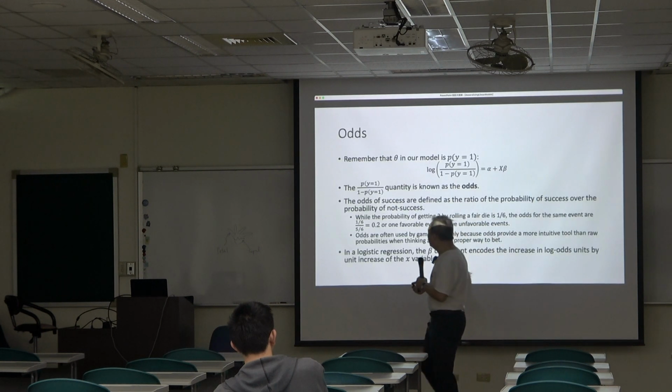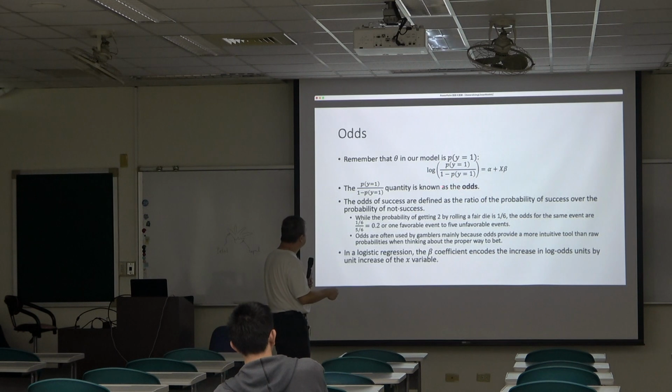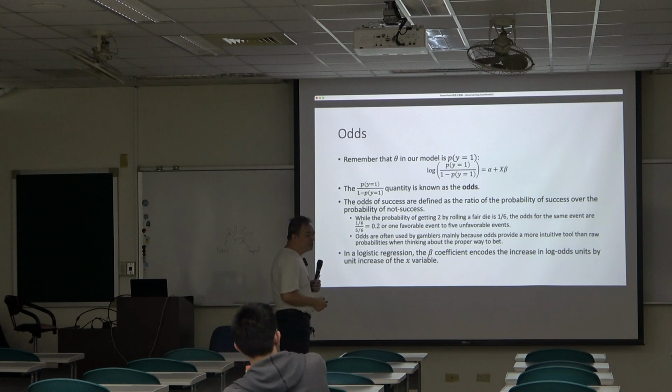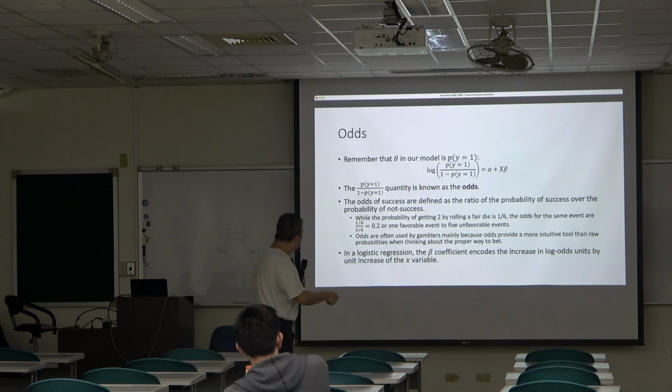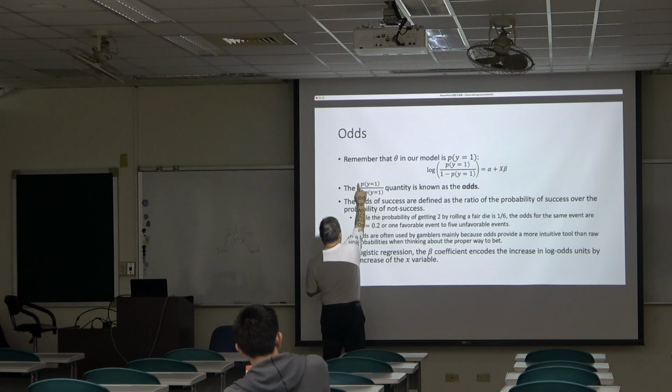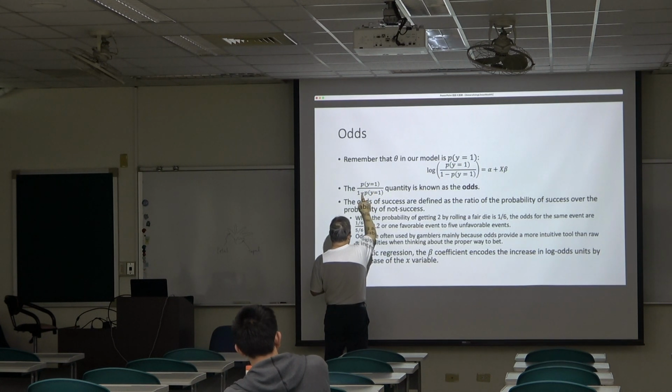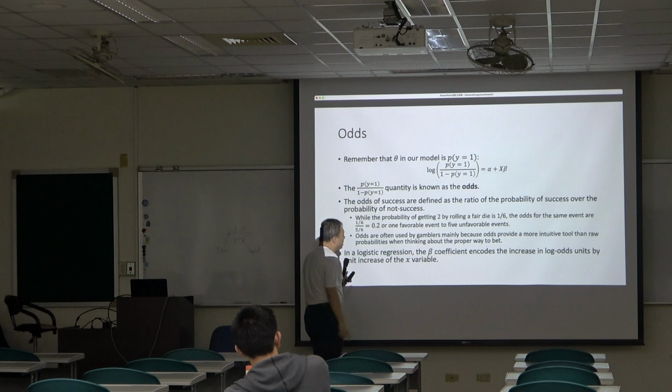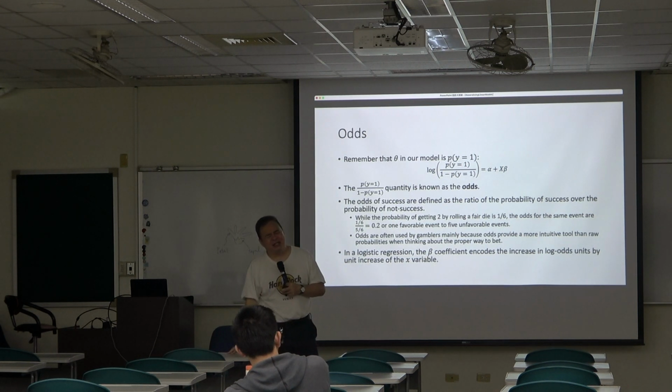In other words, in mathematics, we call this value, theta divided by 1 minus theta, the probability of the positive class divided by the probability of the negative class. This quantity is known as the odds. You have probably learned probability from high school or in college, but you may not have heard of these odds. I'm not sure if you heard of this.